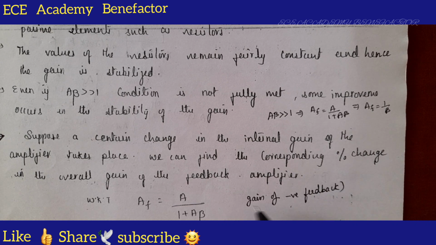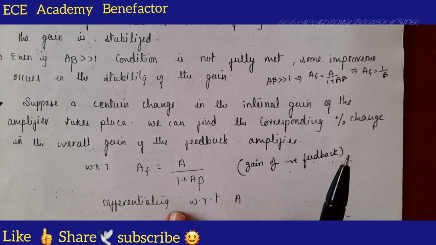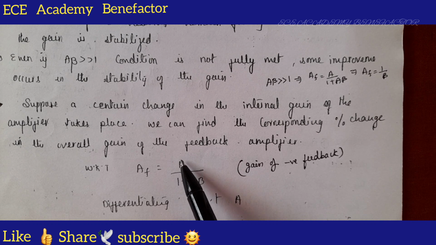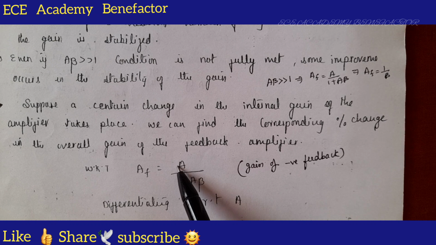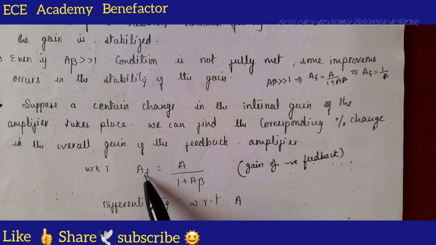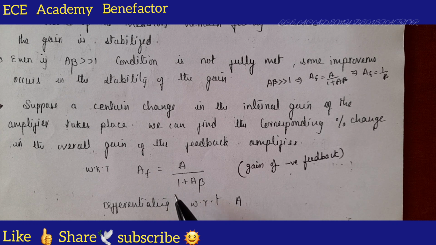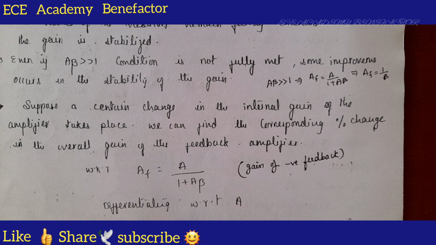What is the equation of negative feedback? AF is equal to A by 1 plus A beta. Now what we are saying in the second assumption is that due to certain reason this internal gain is changed. So what is the fractional change in the gain with feedback? Let us try to understand. For that we need to differentiate this equation.